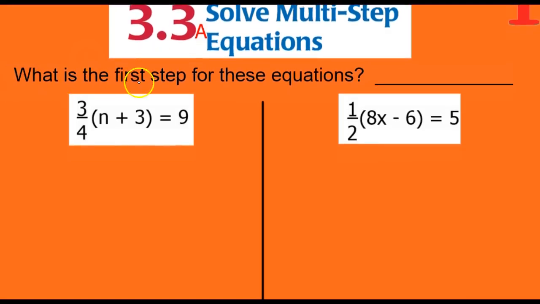two equations. So what I see here is 3/4 times n plus 3 equals 9, and 1/2 times 8x minus 6 equals 5. So I see two fractions out in front. So I know that my first step for these equations is to get rid of the fractions.